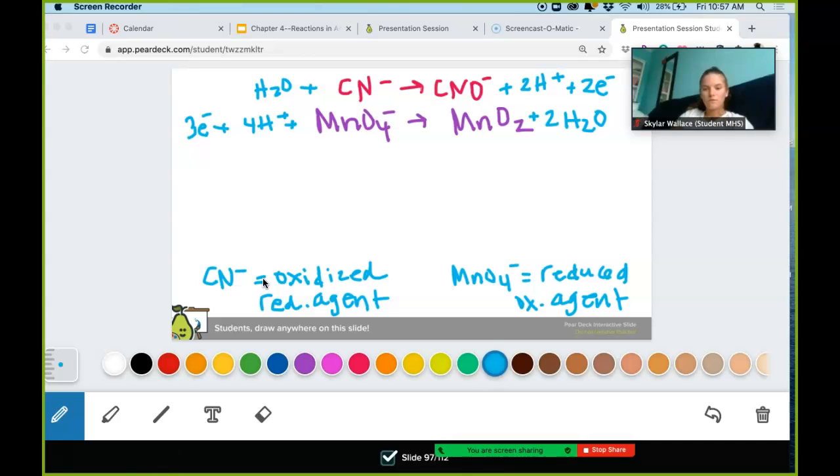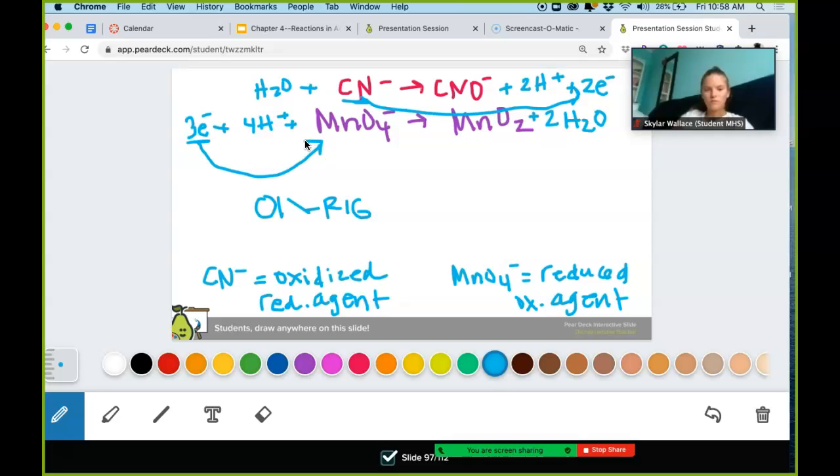Okay, so you gotta remember either the oil rig or the Leo says GER. Oil rig. Oxidation is losing, reduction is gaining. So look at this guy loses. It gets rid of electrons because they're on the product side. It lost them. It lost 2 of them. This guy, electrons are a reactant. It's taking them in. It is gaining electrons.